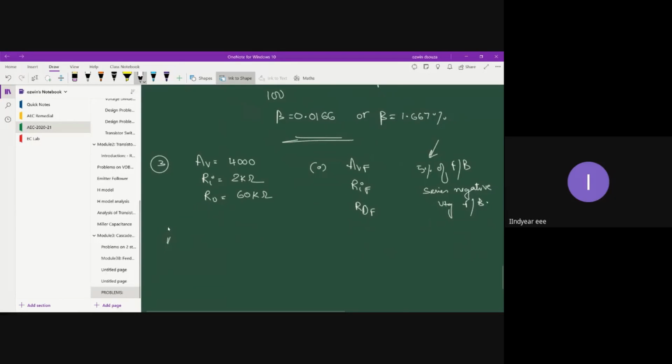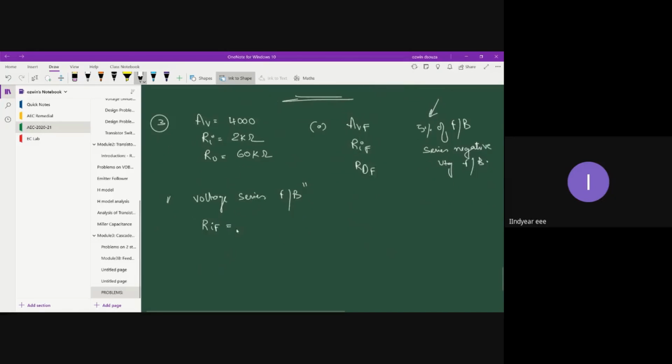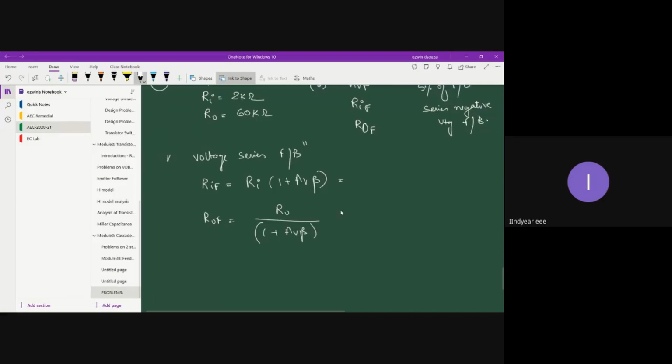First of all, you have to identify the type of feedback amplifier. Series negative voltage feedback, so it is basically voltage series feedback. In case of voltage series feedback, we have seen that input resistance with feedback increases by a factor of 1 plus AV into beta, and output resistance with feedback will reduce by a factor of 1 plus AV into beta. This is what we are supposed to find out.